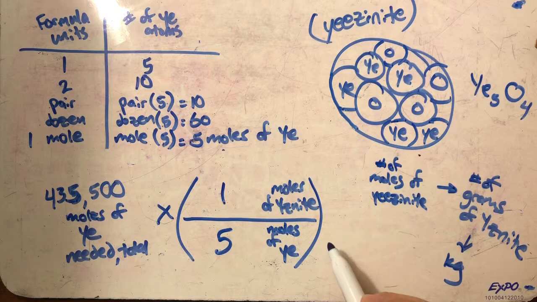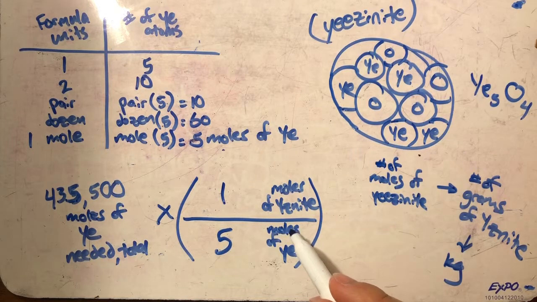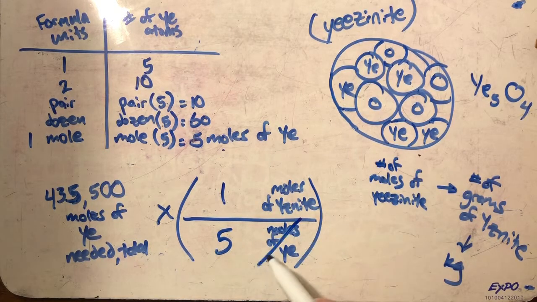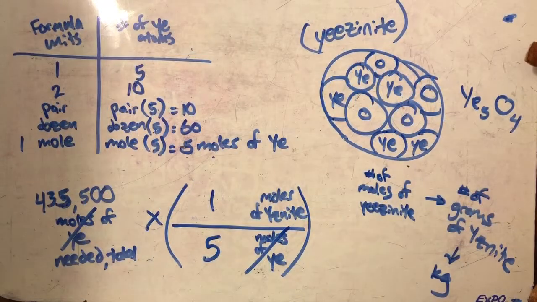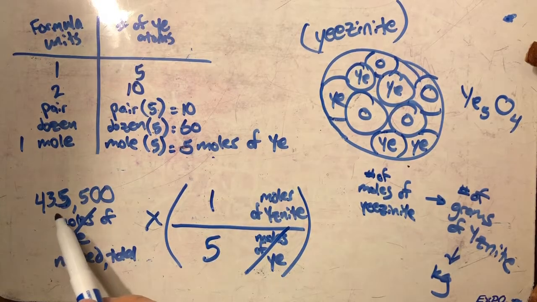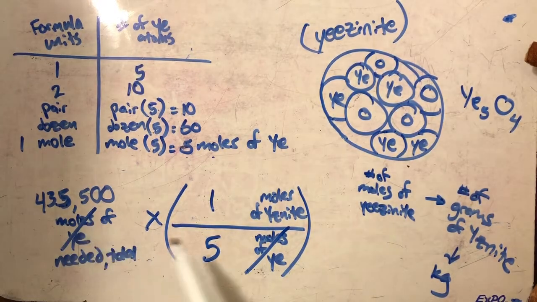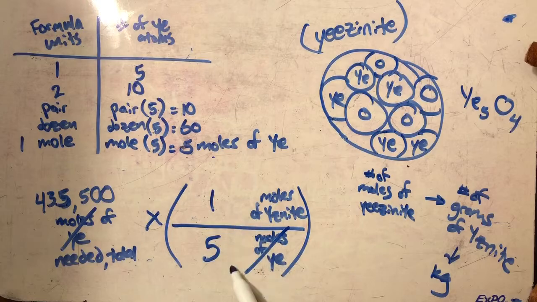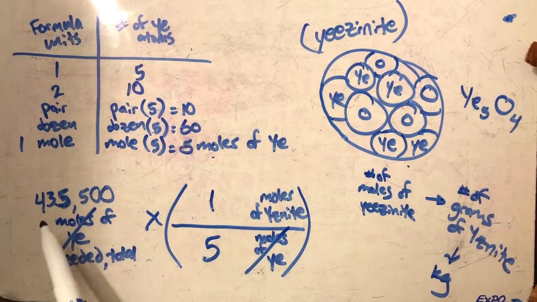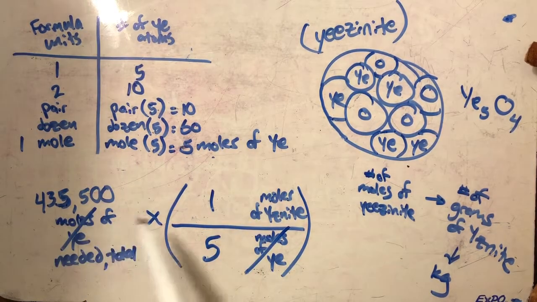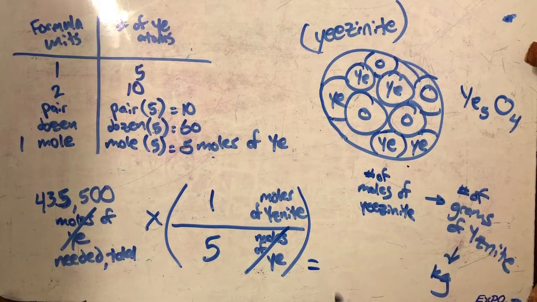So we can double check that because we know that now our units cancel out. So this moles of yttrium is in the denominator. Here we go. I got cut off, but we're back. So we had 435,500 moles of yttrium multiplied by this conversion factor. So we get 435,500 divided by 5, and that gives us some number. I'll do the math and get back to you.